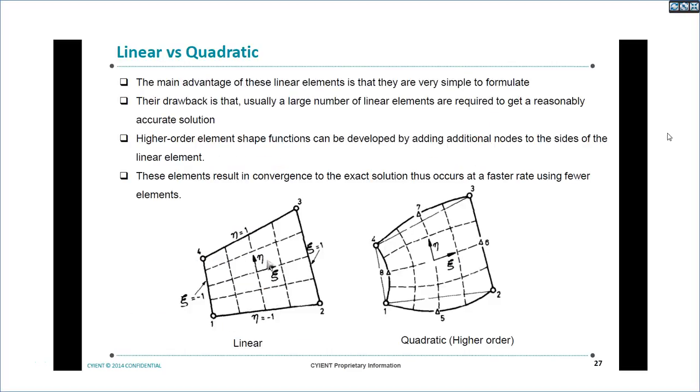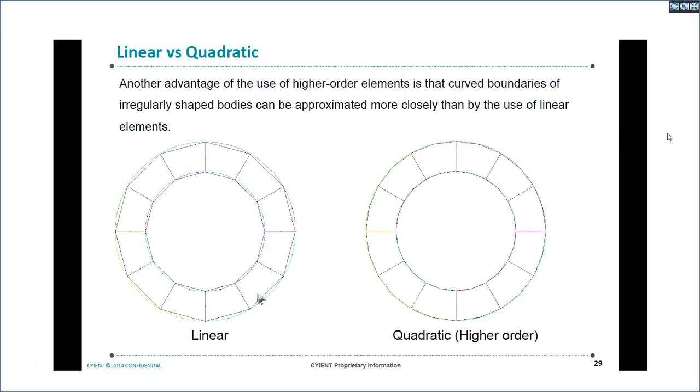If you see here, this is the linear and this is the quadratic. Quadratic elements have curvature, whereas linear elements are perfectly straight lines. The same thing is demonstrated in the tool also.